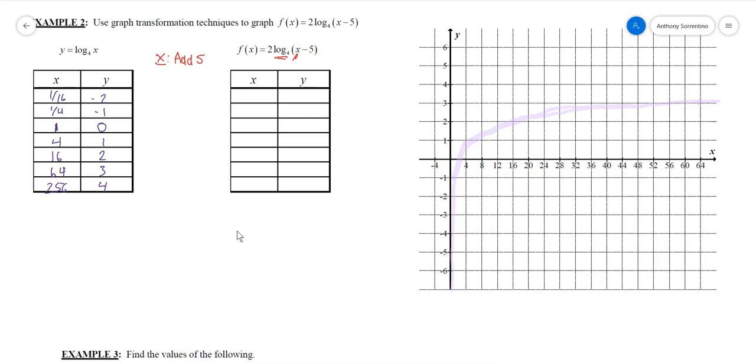So 5 and 1/16 is 5.0625. That would be 5.25. That would be 6, 9, 21, 69, and 261.